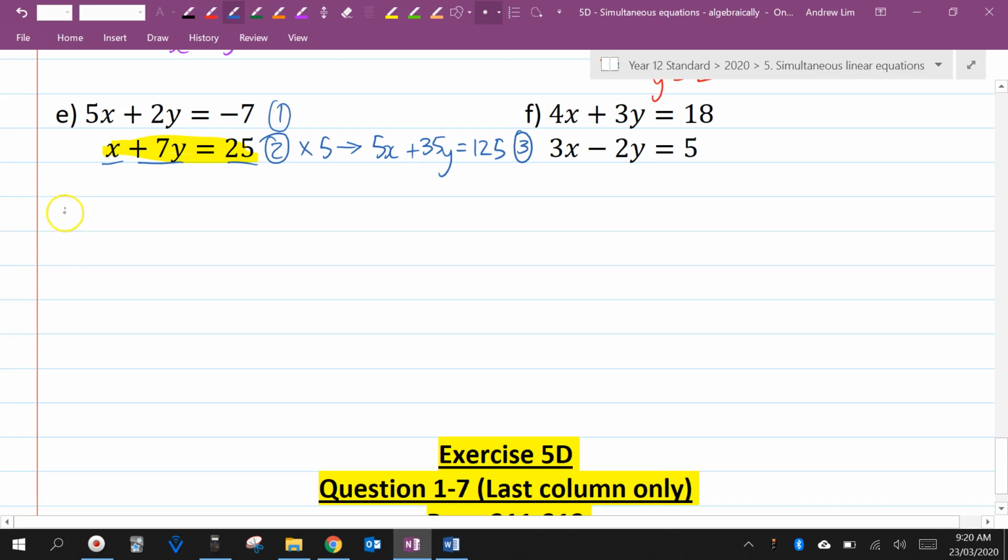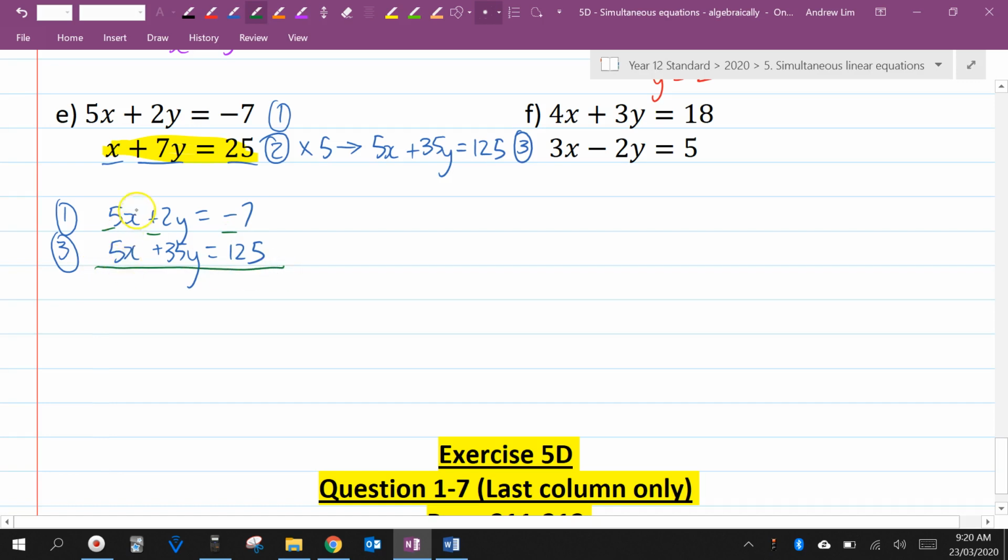Now that we've done that, we can have statement 1, 5x plus 2y is equal to minus 7, and statement 3, which is 5x plus 35y is equal to 125. And now we can ask ourselves, what do we need to do? What do we want to eliminate? We want to eliminate x because they both have the same coefficient of 5. In fact, both 5's are positive. Therefore, because the signs are the same, we subtract. Same, subtract.